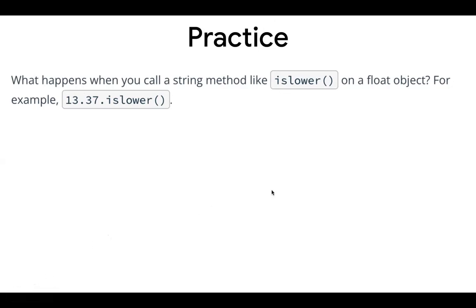Adil says, please define 13. No, the problem with this statement is that is lower is a string method. It means no matter if we define this float or not, we cannot perform the dot method is lower on the variable float because it is a string method. Yeah. Okay.